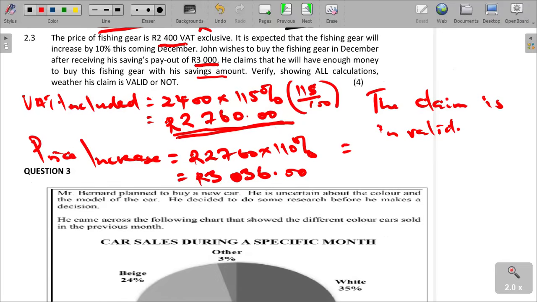So we have to put the value added tax, which gives us 2,760. So we must have the price increase of 2,760 multiplied by the percentage increase that is given, that is 110%. Therefore this gives us 3,036, which is more than 3,000. Hence he is not going to be able to buy the gear because the 3,000 will be less.